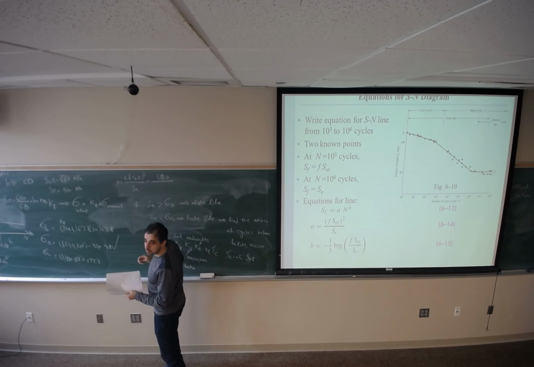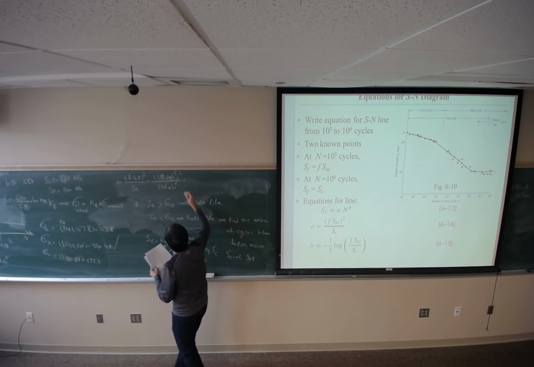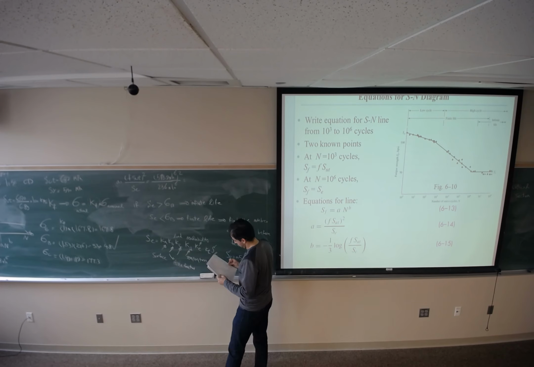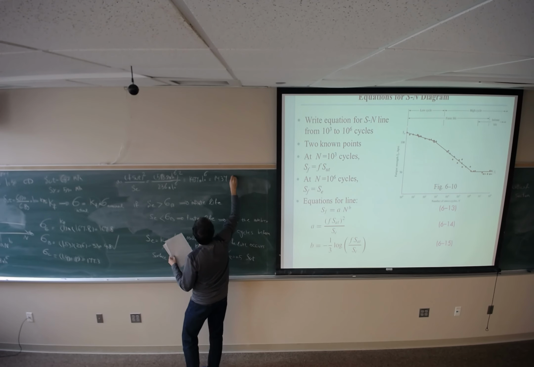No, you're good. You're good. 10 to the power 6, it's megapascal squared divided by 236 times 10 to the power 6, it's going to be 1437 times 10 to the power 6, which is 1437 megapascal.